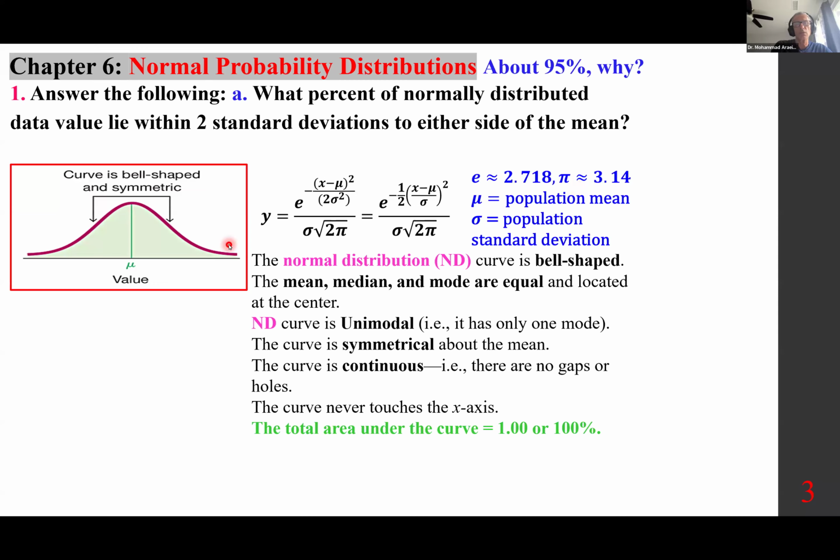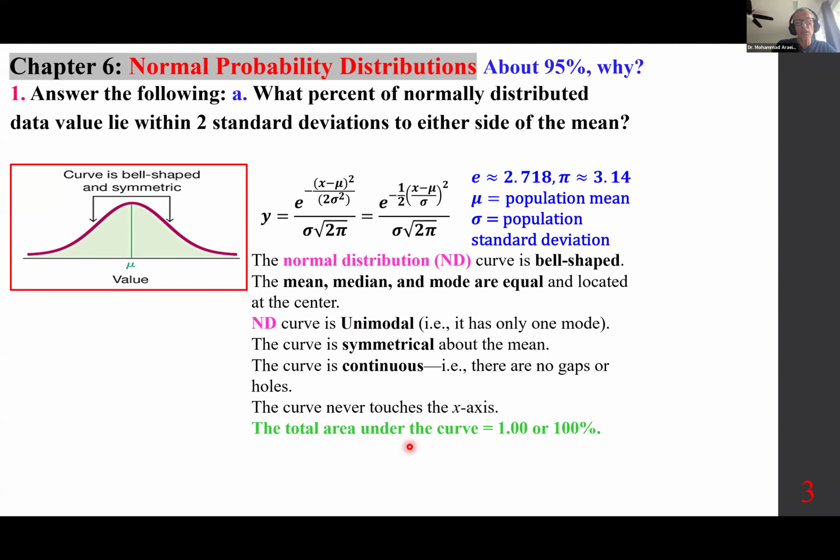So what do we know about the normal distribution? The normal distribution, ND, curve is bell-shaped. The mean, median, and mode are equal and located at the center. The ND curve is unimodal, that means it has only one mode. The curve is symmetrical about the mean. The curve is continuous. It continues indefinitely on the left and right. There are no gaps or holes. The curve never touches the x-axis.